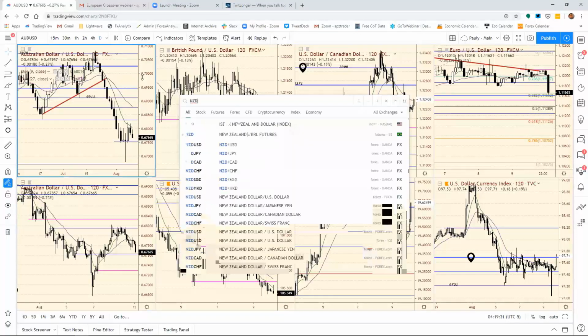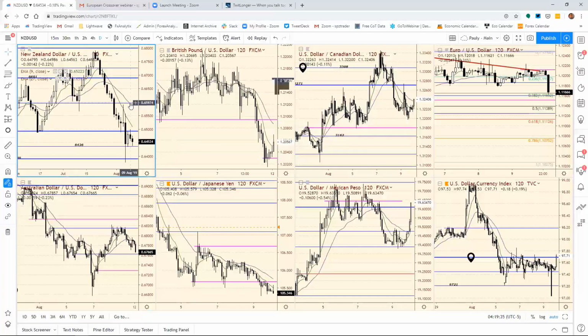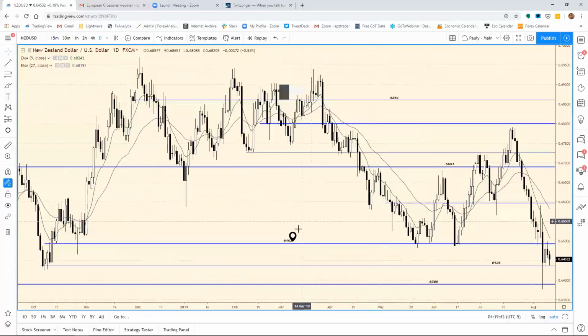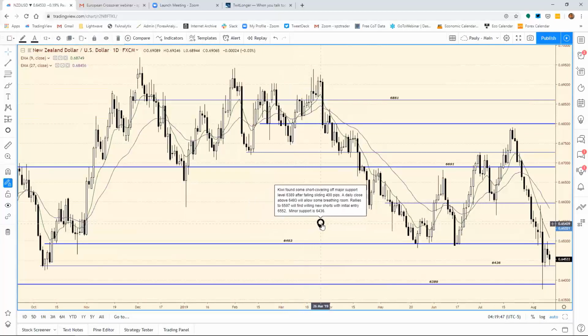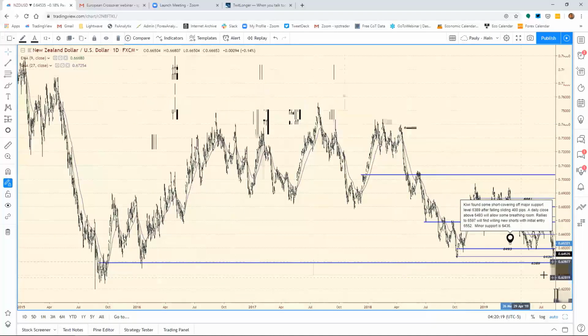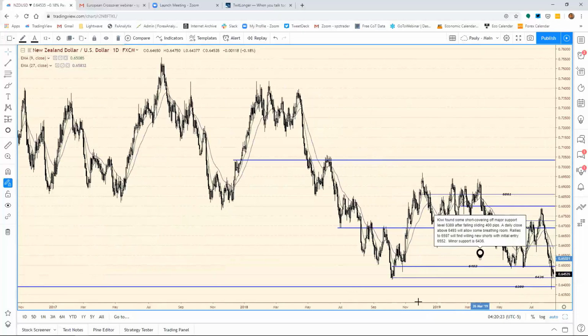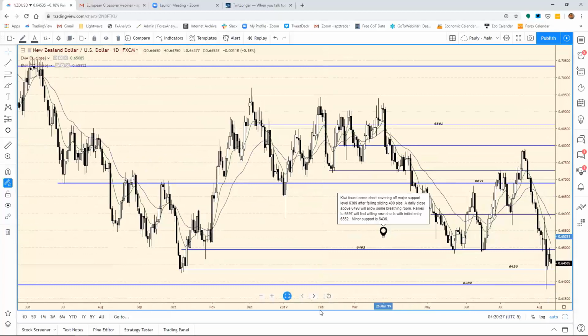Let's move into the Kiwi. Kiwi found some short covering off major support level 63.89 after sliding 400 pips. A daily close above 69.43 will allow some breathing room. Rallies to 65.97 will find willing new shorts with initial entry at 65.52. Minor support is at 64.36, and you can see right there the 64.36. We're going to place that as our bias chart support today, and you can see the 63.89 goes way back. That's where the market found some support there. So it's going to be 64.36 for the bias chart.